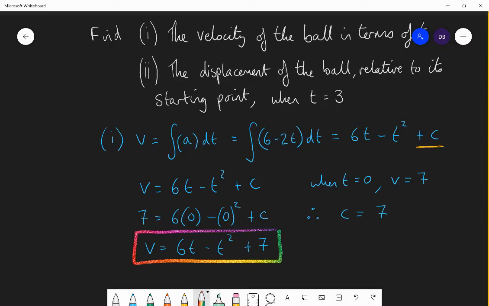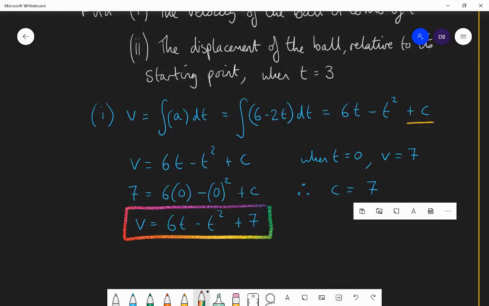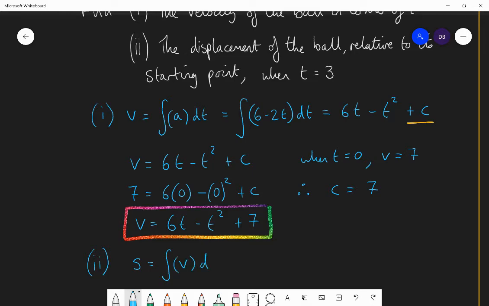Right, part 2. Find the displacement of the ball relative to the starting point when the time is 3 seconds. To find displacement, I know that differentiating displacement gives me velocity, and therefore integrating velocity will give me displacement. So displacement is equal to the integral of v with respect to time. So I need to integrate 6t minus t squared plus 7. If I integrate that, which is what velocity is for this object, then I will get the displacement.